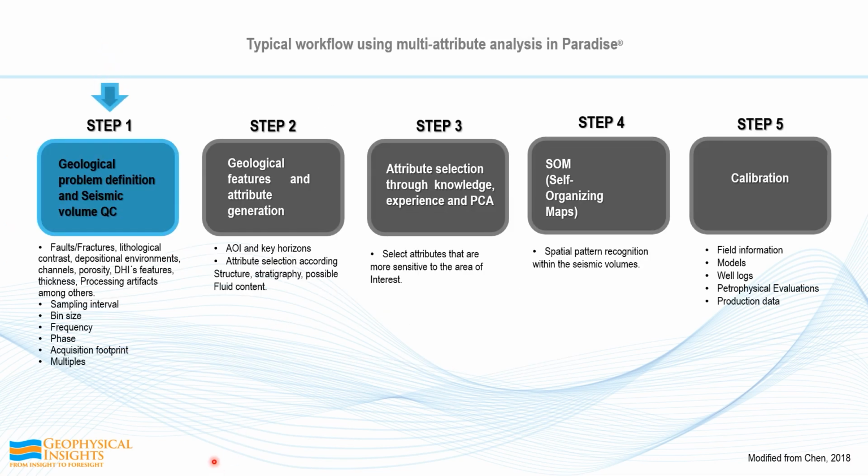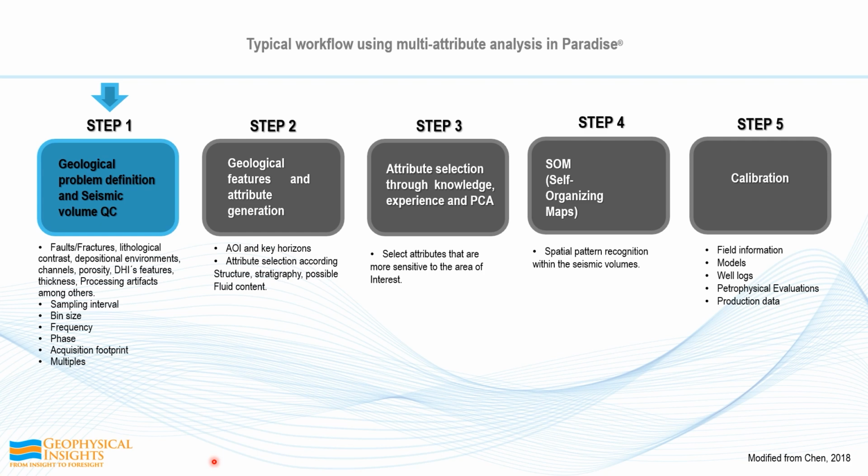The workflow we're going through today takes you through 5 steps. Obviously, we start with step 1, and that's the geological problem definition and the seismic volume QC. So in step 1, we're considering the setting for our problem that we're trying to solve, whether it's faults or fractures, lithology, facies, porosity, DHIs, etc. Things that we should take into account as well are your sampling interval, for example, and your tuning bed thickness, your bin size, whether you have any issues with your seismic data, such as acquisition footprint or multiples.